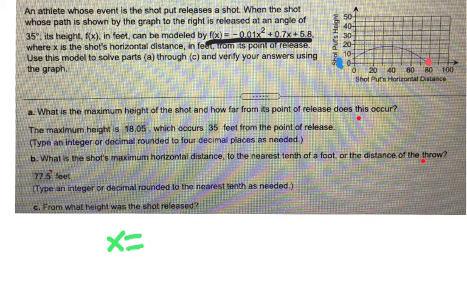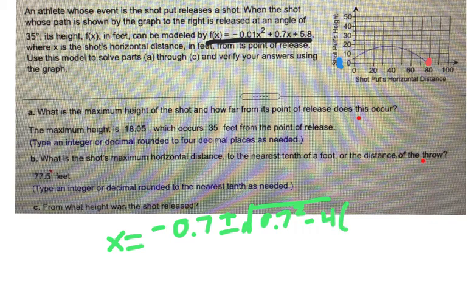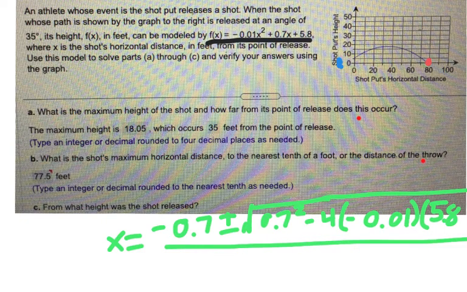So plugging in, I'm going to get x equals negative b plus or minus the square root of b squared minus 4 times a times c, all over 2a. Okay, so I'm going to have to plug that into my calculator.